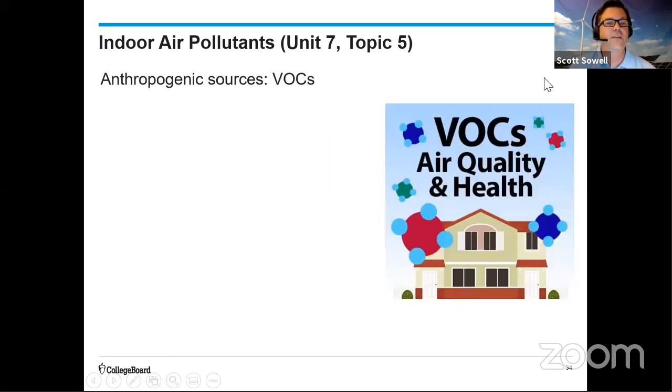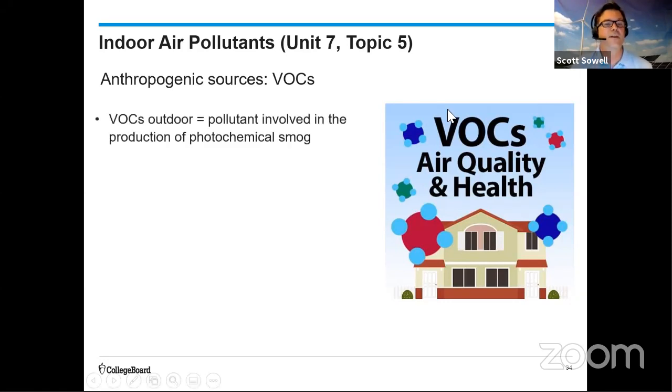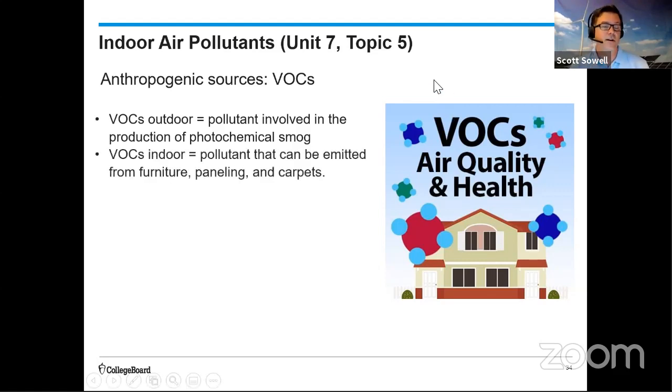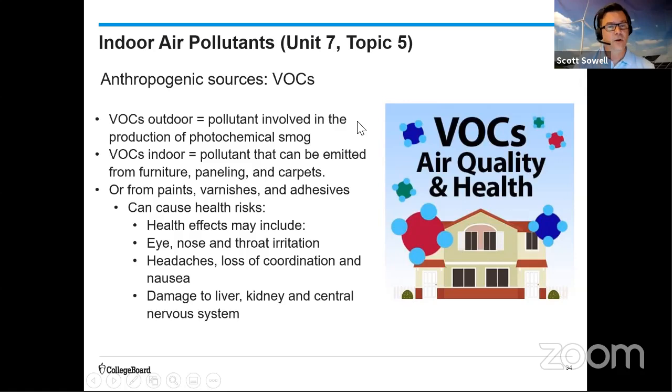All right, the next anthropogenic source of indoor air pollution are VOCs. And Ms. Fassler talked a lot about these yesterday in terms of being part of photochemical smog, those volatile organic compounds. What we're going to talk about today is how VOCs are also emitted indoors from things like furniture, paneling, carpets, adhesive, glues, paints. You know, when you open up a can of paint, you can easily smell that smell. That's a VOC. So there's a lot of things that happen in our homes that we don't think about that can increase the amount of VOCs inside. Why do we care? Well, eye, nose, and throat irritation, headaches, damage to liver, kidney, and central nervous system. So it definitely has some very negative health effects.